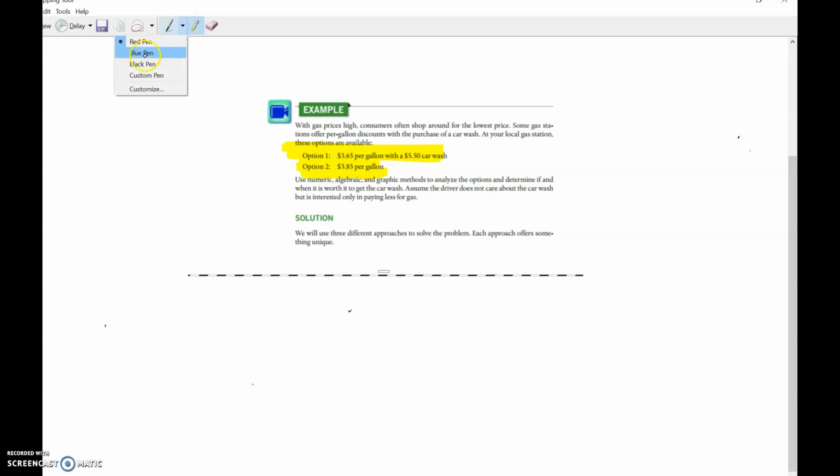The only difference is this one has an extra one-time fee. So basically, if you buy the car wash, you're going to get cheaper gas. If you don't, you pay more expensive.